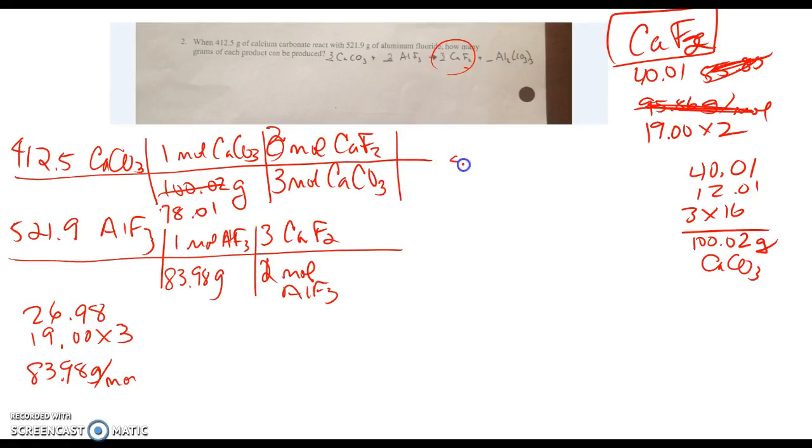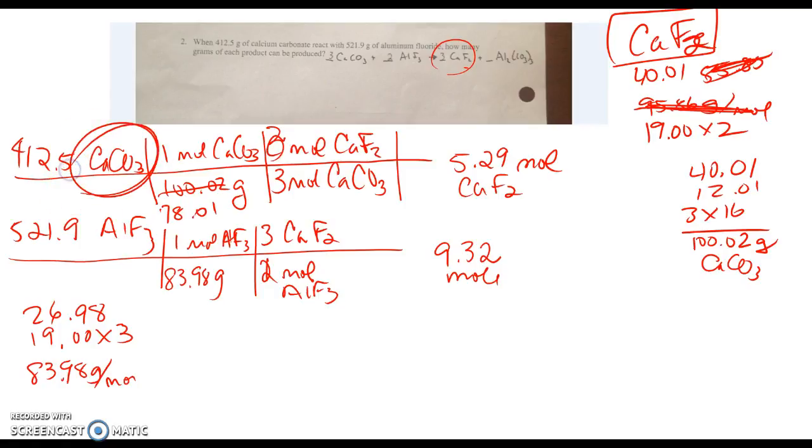So it looks like I have about 5.29 moles here of CaF2, right? Over here I have times 3 divided by 2. Woo, over here I have 9.32 moles. All right, this is our limiting reactant, isn't it?